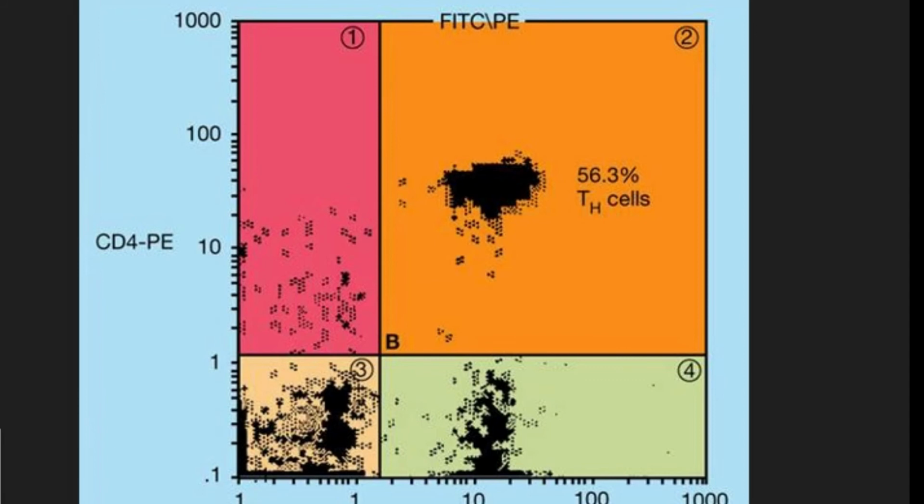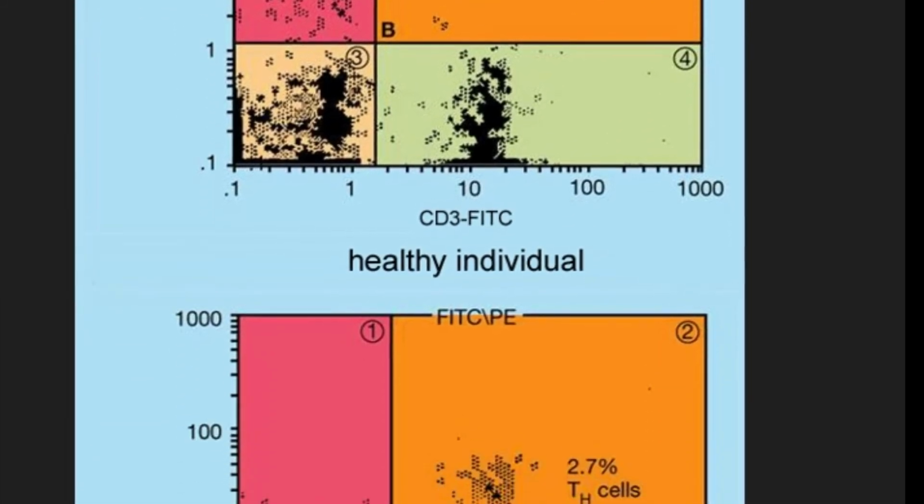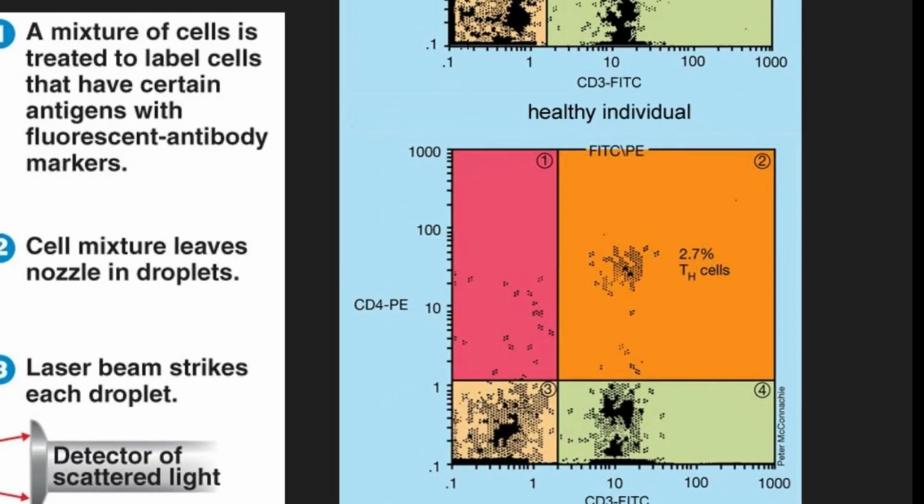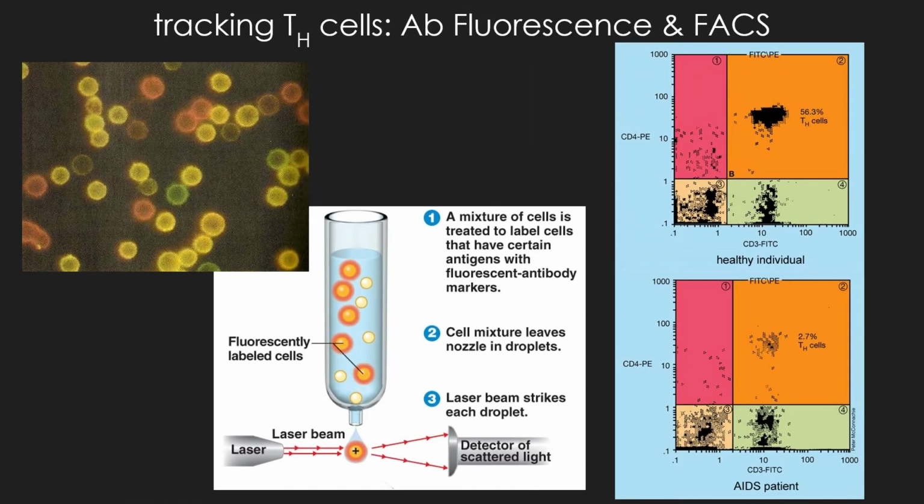But if you look at the bottom there, the AIDS patient has a relative concentration of only 2.7% helper T cells. So that's how you could track the number of viruses in the body over time and adjust the treatment regimen. Because it's not so much about adding a tick mark to the column. It's about adjusting therapy in response to how well the therapy is working in the individual patient.